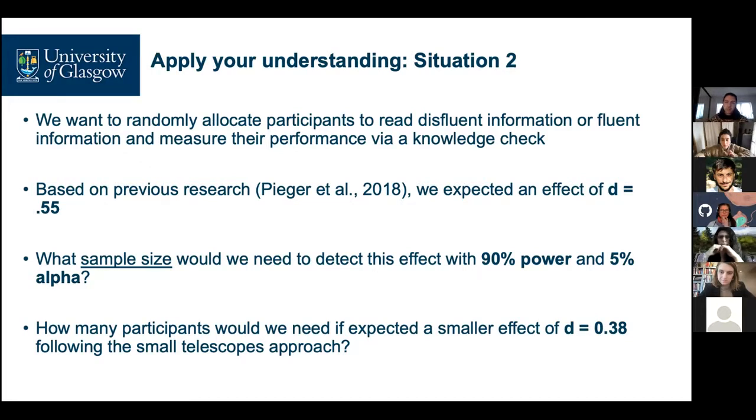Yeah, exactly. So instead of 71 per group, we would need 147 per group. So almost 300 participants to detect this smaller effect. So you'd have to decide on whether that effect is reasonable or not. How would you justify this in, say, your method section when you're writing about this to people? How did you decide on that effect?